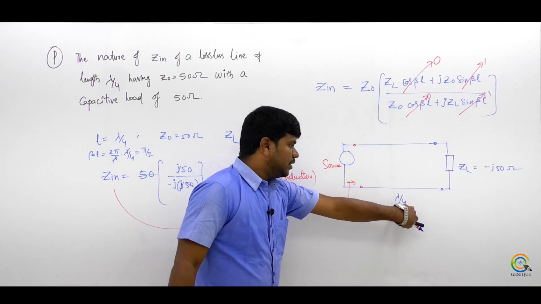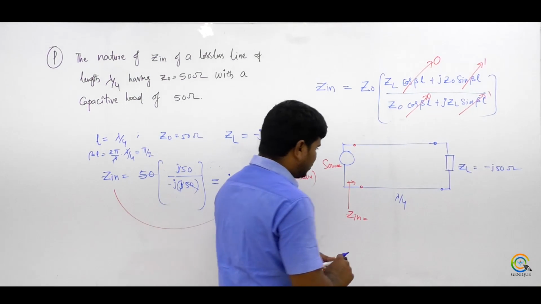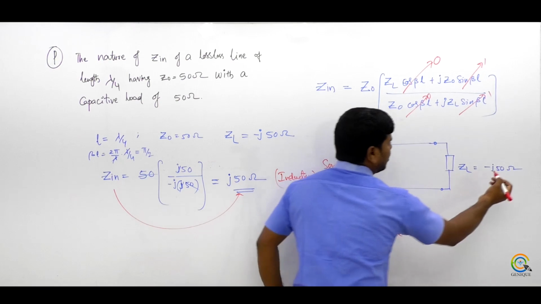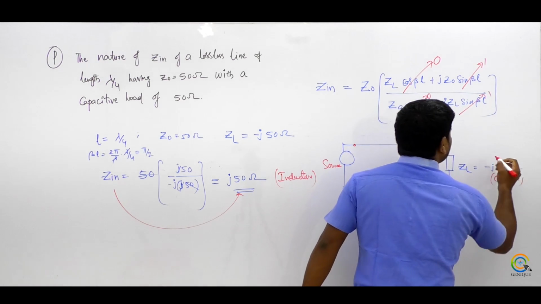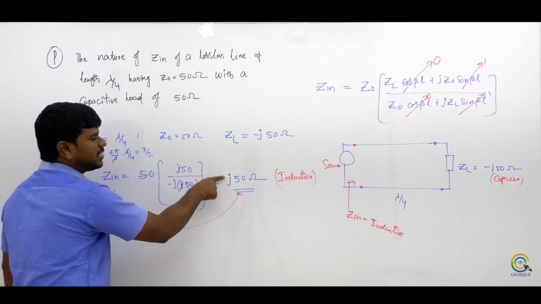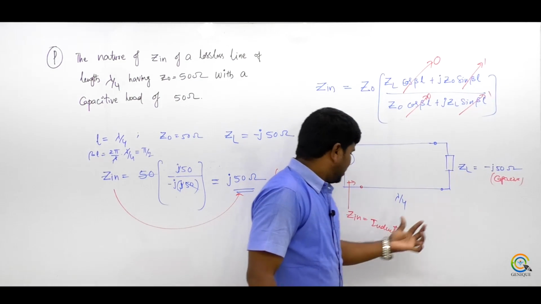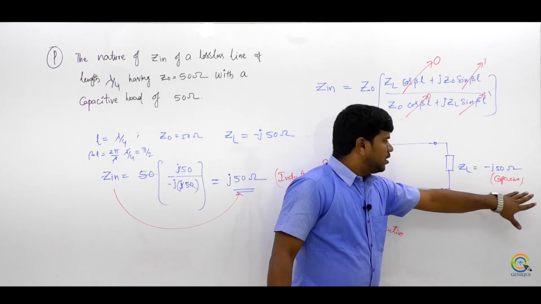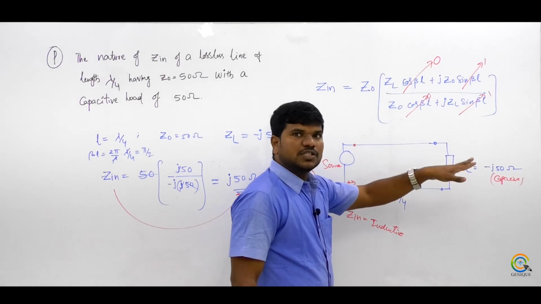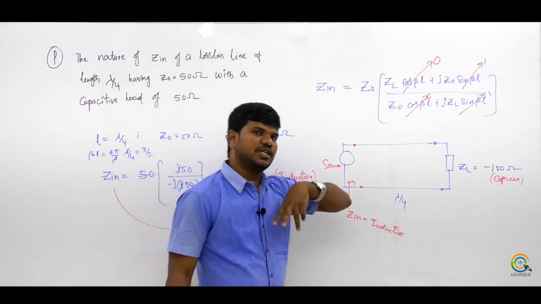So if you take a capacitive load, it becomes inductive. Suppose you take j50 as the load; you will get minus j50 after simplifying. The meaning of this is, if you take a capacitive load, the input impedance will be inductive, and if you take an inductive load, the input impedance will be capacitive. So it is transforming the input from one nature to another, that is, it is inverting the nature of the load.